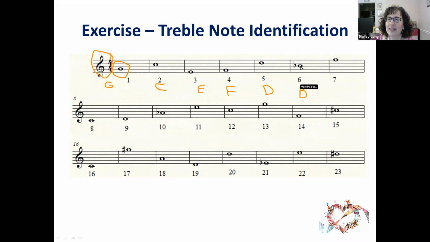So in this case, this is right. Every good boy, and then because there's a flat in front of it, we say B flat. And Marina has written it in there.